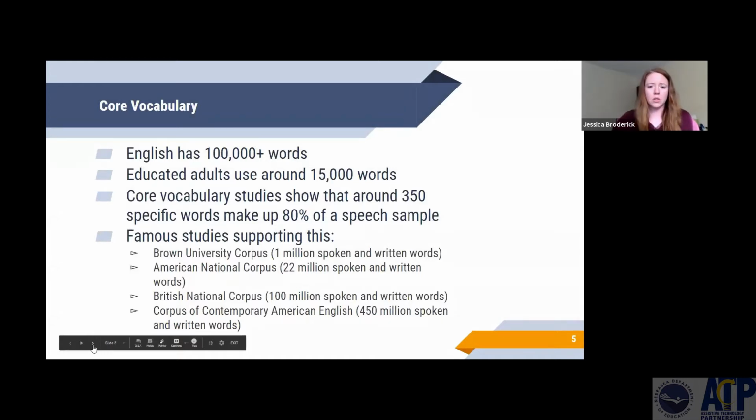But there are these core vocabulary studies that show that of those words, about 350 of them make up 80% of what we say. So there are words that are very frequently occurring that make up 80% of what we say. So even though we have access to all of these words, what we use is a very small number of those. So those words, those 350 or so words is what's referred to in the research and the literature as core vocabulary.